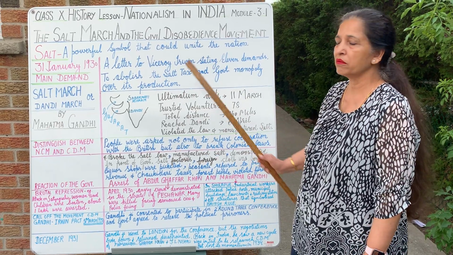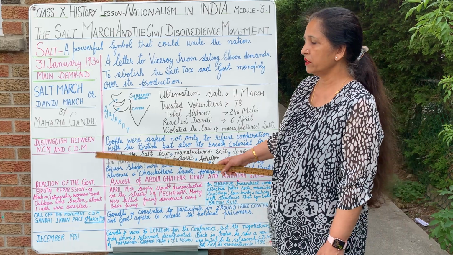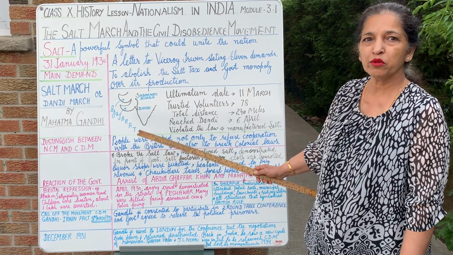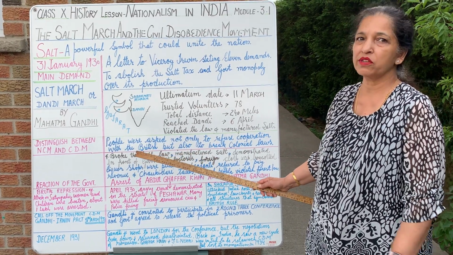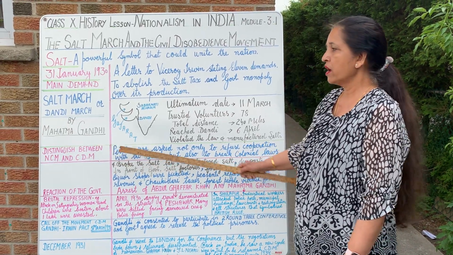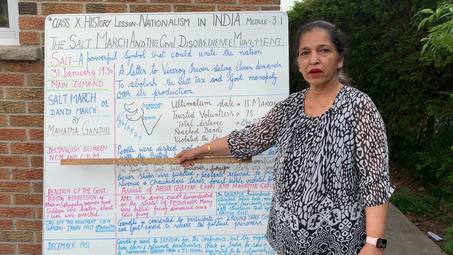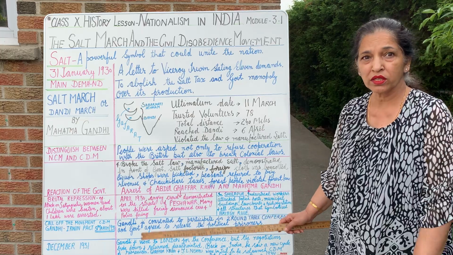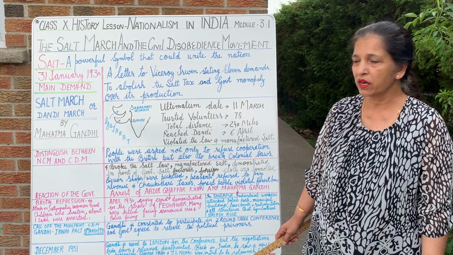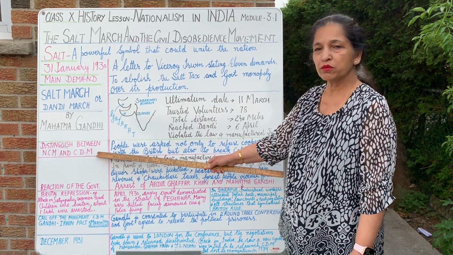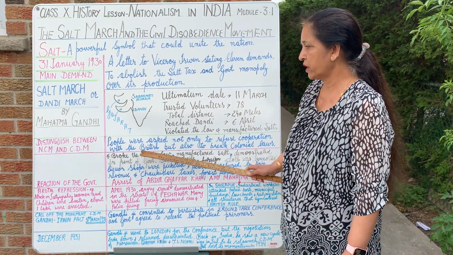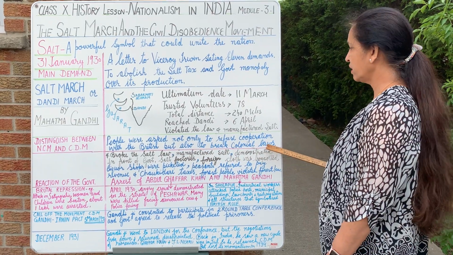When all such movements were going on, what happened? Here, one thing you should understand: what was the difference between the Civil Disobedience Movement and the non-cooperation movement, which we have read in the previous module? In the non-cooperation movement, Mahatma Gandhi told the people not to cooperate with the Britishers, because they could rule over the Indians only with their cooperation. If we don't cooperate, they will not be able to rule over us. But in the Civil Disobedience Movement, people were asked not only to refuse cooperation with the British, but also to break the colonial laws.